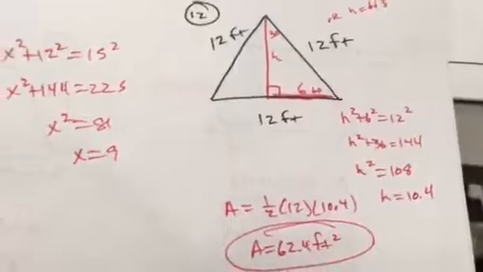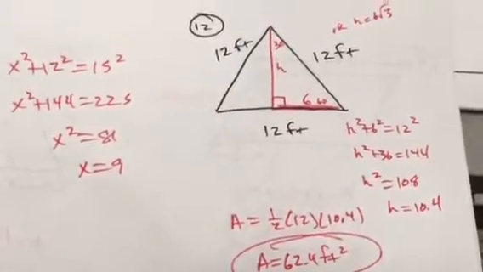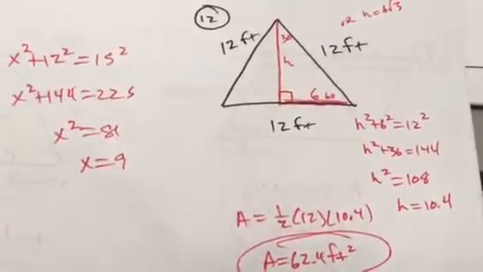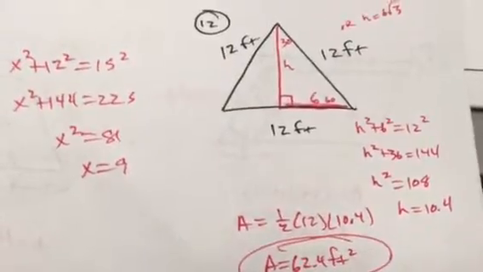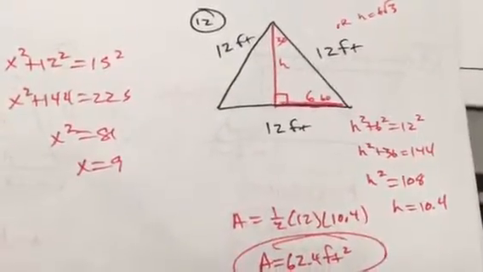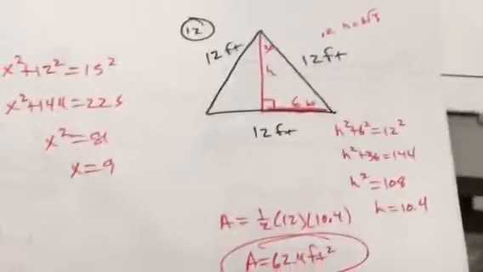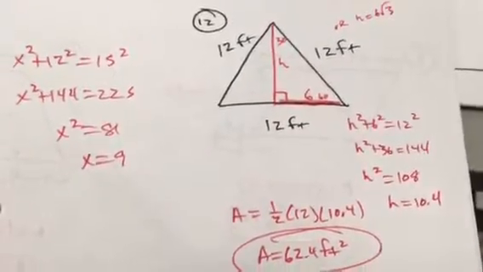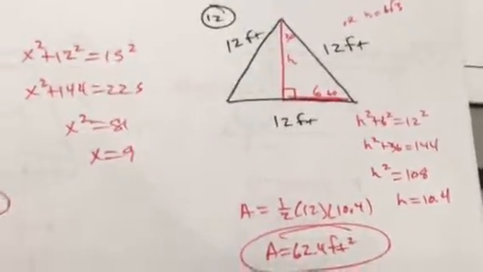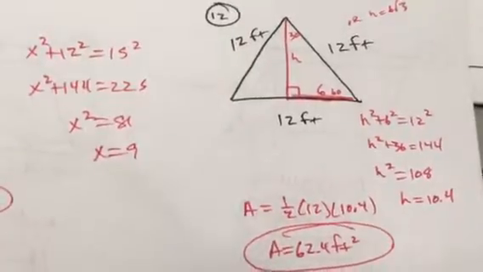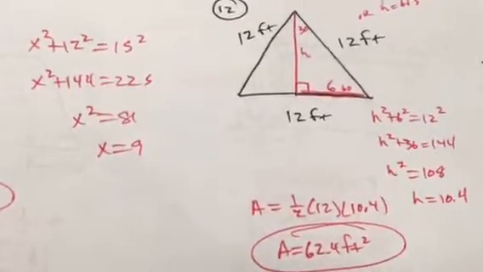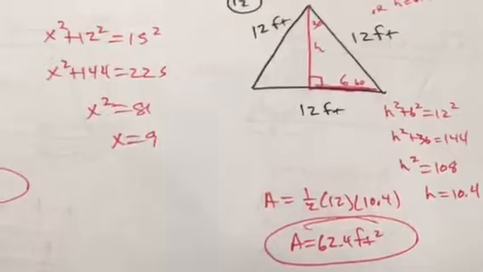You have the base is 12. Cut it in the middle there, so you have a height. When you cut 12 in half, you get 6. You can do 6 squared plus h squared is 12 squared. Or you've got another 30, 60, 90. Side root 3 would be h. Either way, you're going to get 10.4 for h. You can also use trig. You can say sine of 60 is h over 12. All right? Different things you can do there.